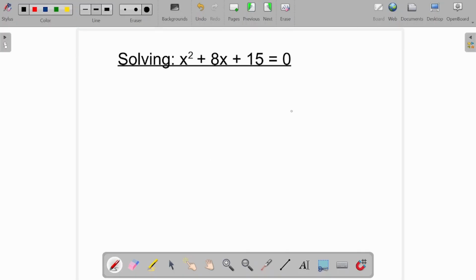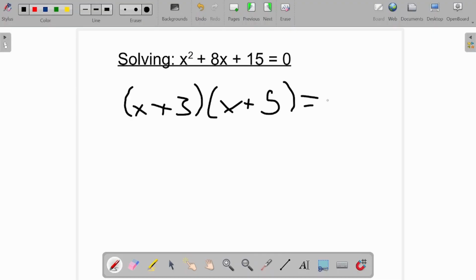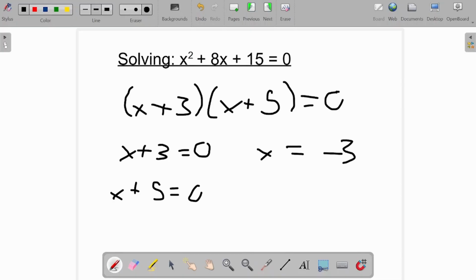So for this quadratic, we have to find factors of 15 that add to make 8. So in this instance, it is 3 and 5. So we put these two in brackets, x plus 3 and x plus 5. And we set that equal to 0. Then we solve each of these brackets. So that is x plus 3 equals 0, x plus 5 equals 0. For this one, we take away 3, so x becomes minus 3. And this one, we take away 5, so x becomes minus 5.